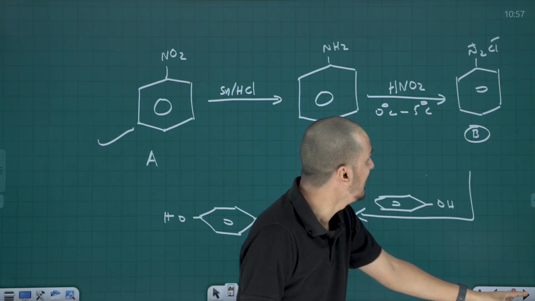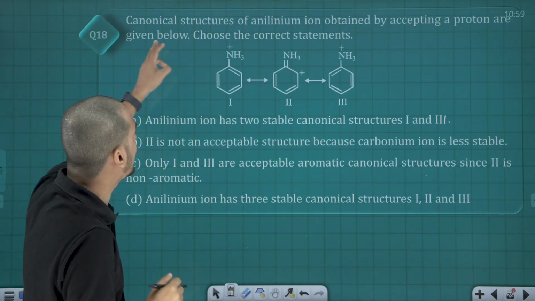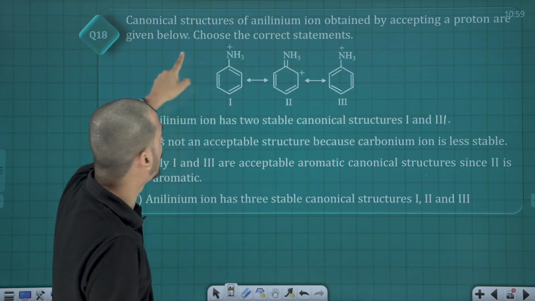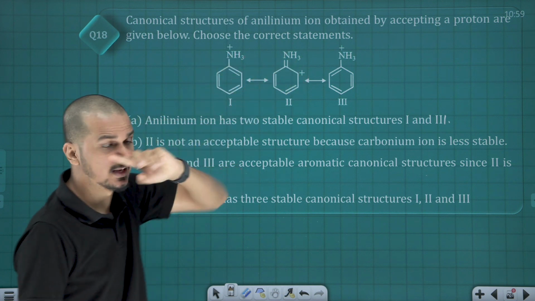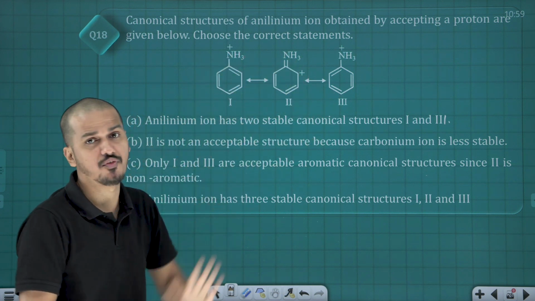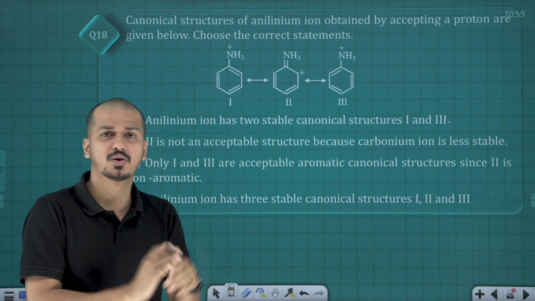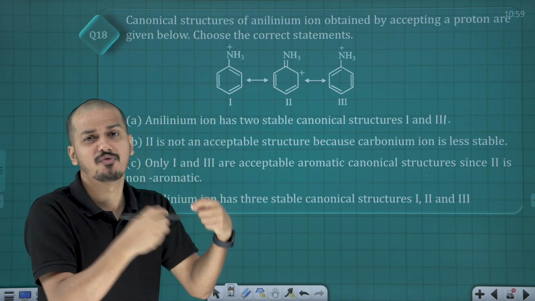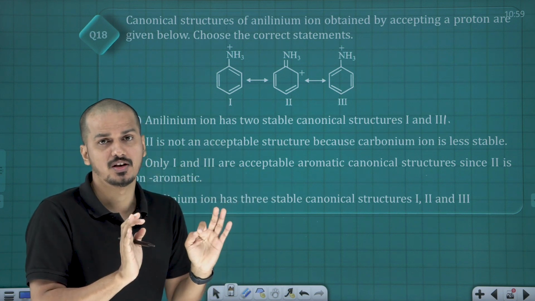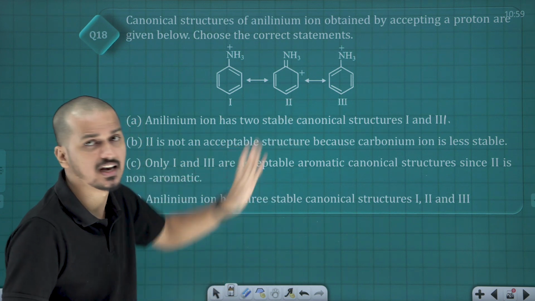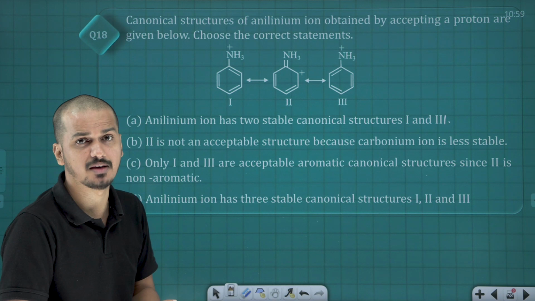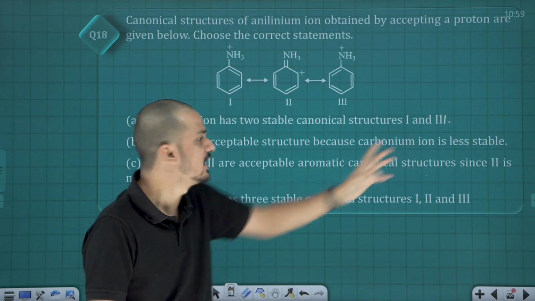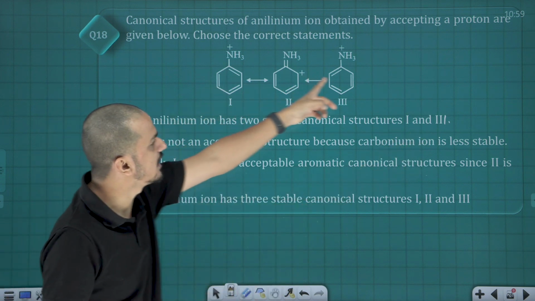Okay, see, next question. Canonical structures of anilinium ion obtained by accepting a proton are given below. Choose the correct statements. They gave the canonical forms of the anilinium ion. Actually, the anilinium ion itself is unstable because aniline is more stable than the anilinium ion. Even so, in highly acidic condition aniline is forced to gain that proton, so it forms the anilinium ion. Out of these, which are the stable ones? They say the anilinium ion has two stable canonical structures, 1 and 3. Yes, that statement is correct. 1 and 3 are stable structures.